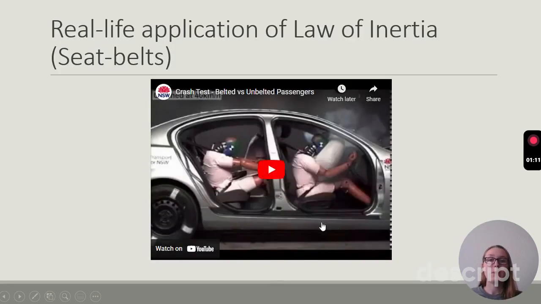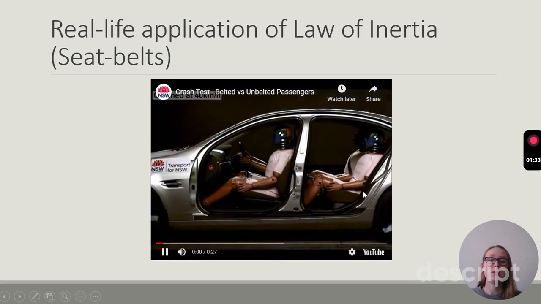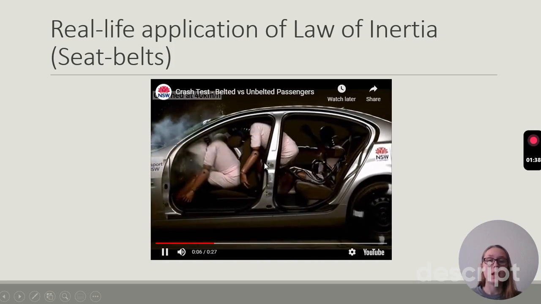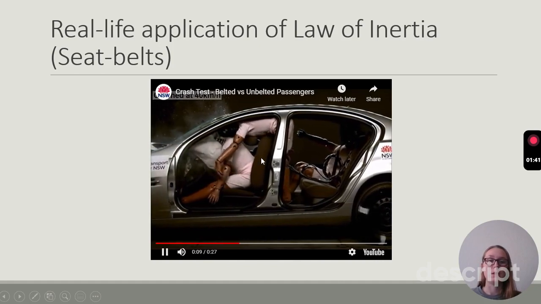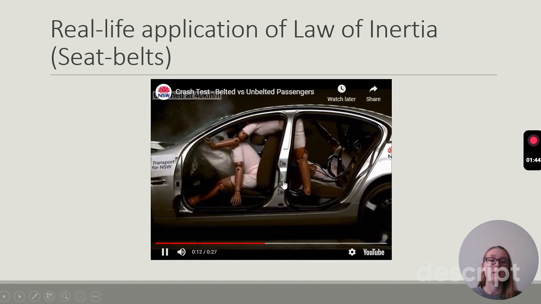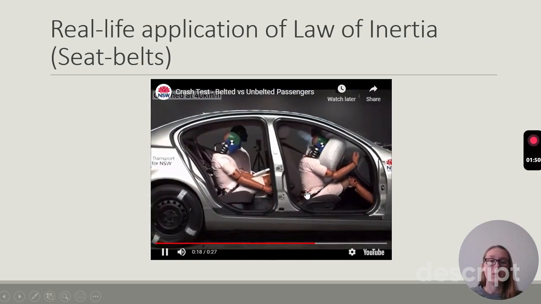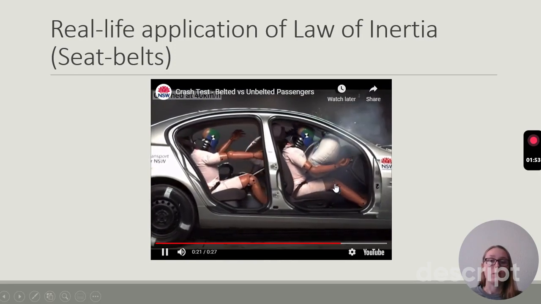Now, here's a real-life application of the law of inertia. When you're in a moving vehicle, your body is moving at the exact same velocity as the car is, so same speed, same direction. But if you were to crash into something, your body will continue to move in the same velocity until a force causes you to change that motion. So as you can see here, these people don't have seatbelts on, so their bodies continue to move forward until they hit the windshield or the back of the seat, which causes them to finally change their state of motion and to stop them. These people are wearing seatbelts, and so their bodies are stopped almost immediately after the crash.